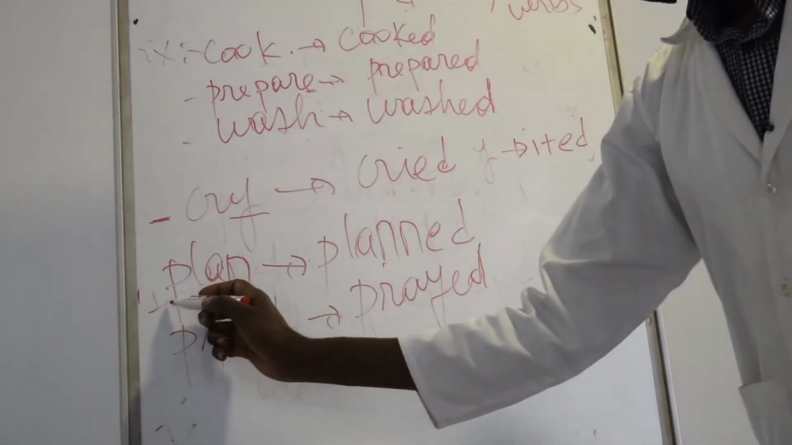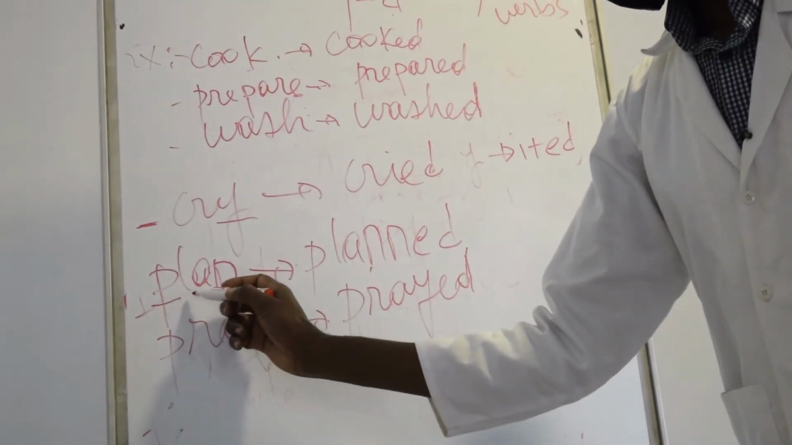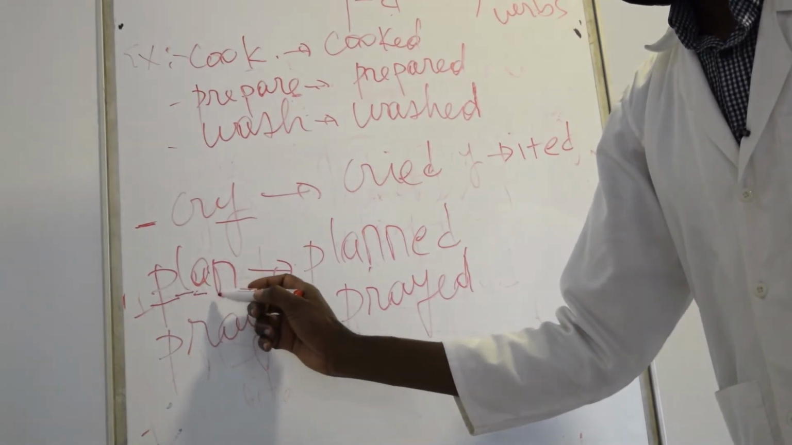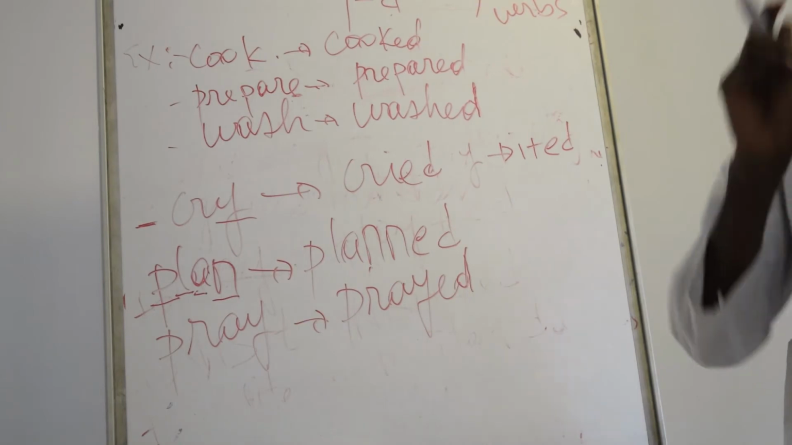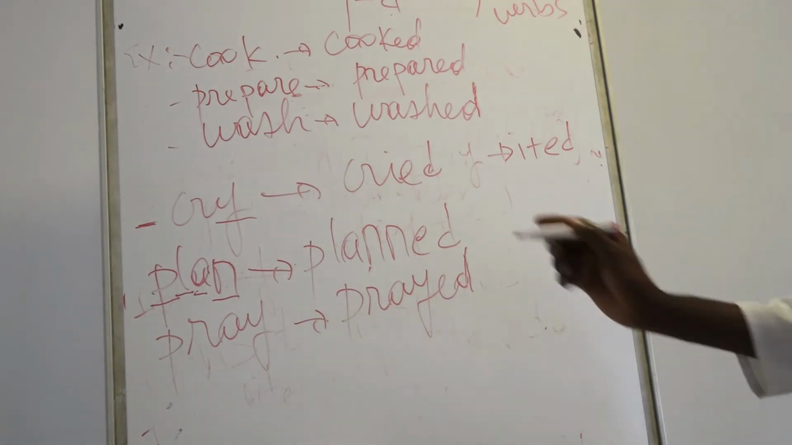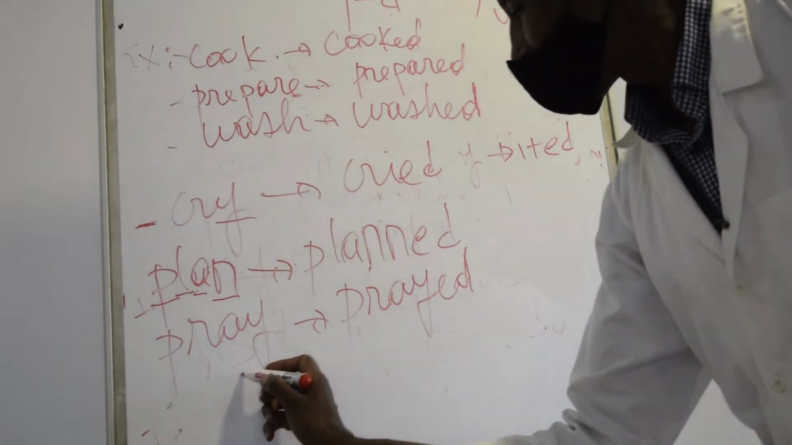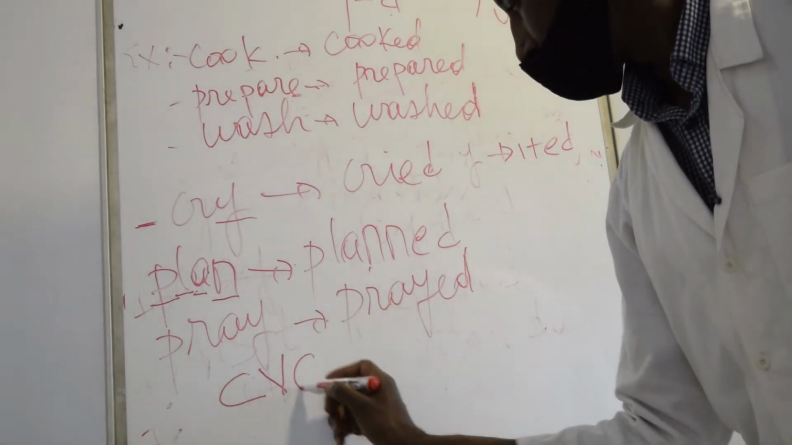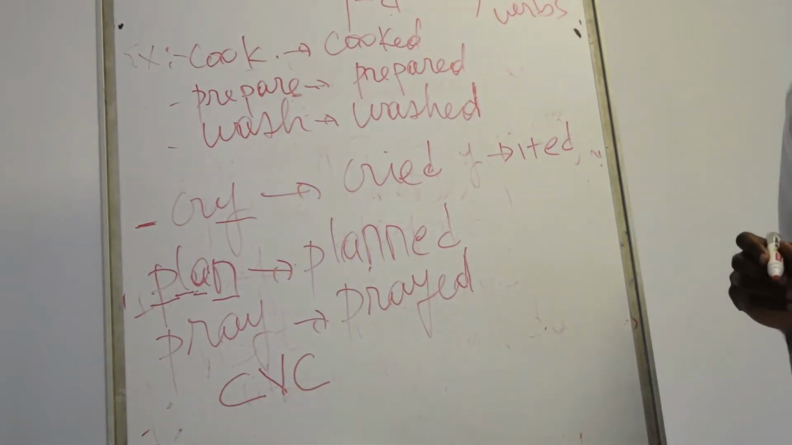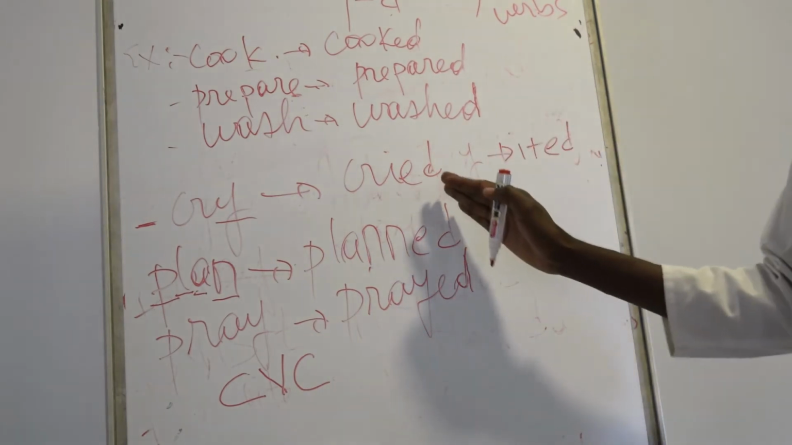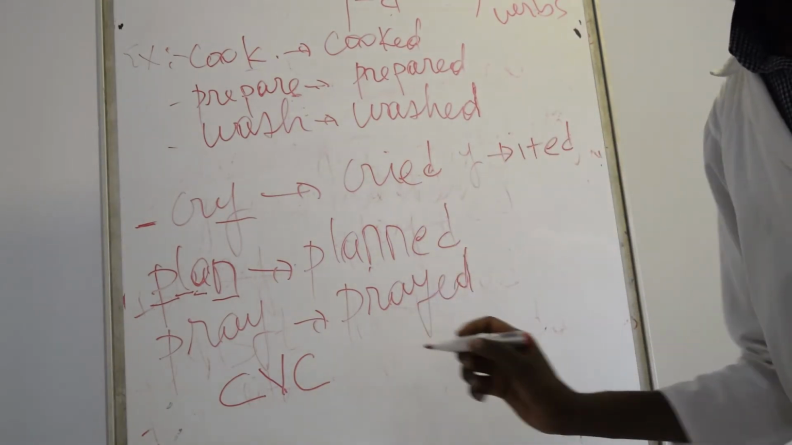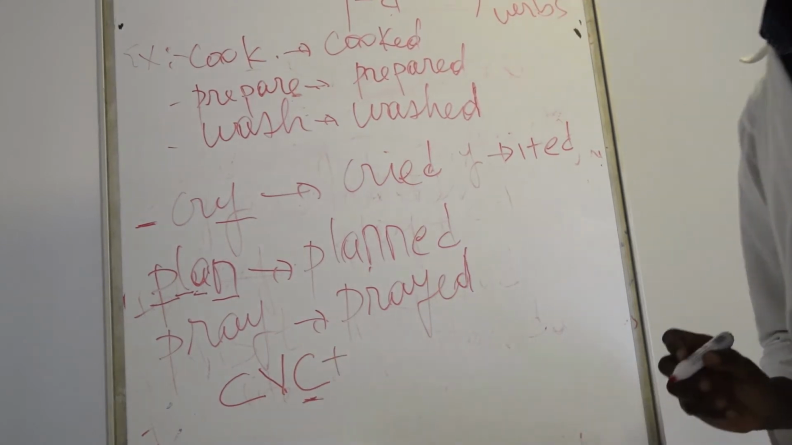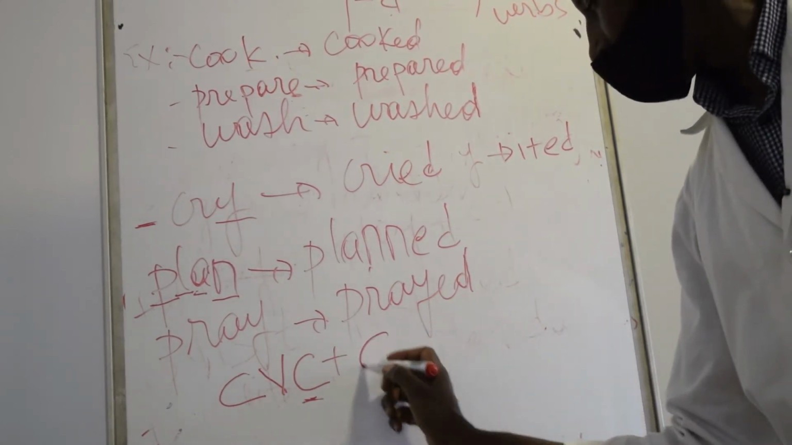We have a consonant here. We have a vowel and a consonant. If a verb ends by vowel, consonant, before adding ED, before adding what? ED, here you double this consonant. It means you get two consonants.